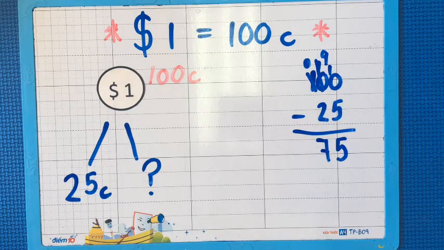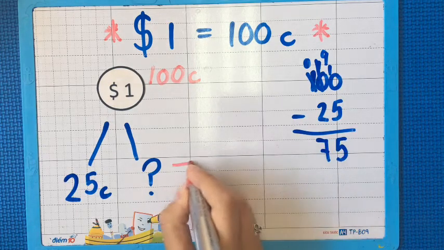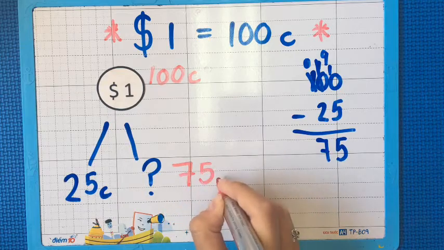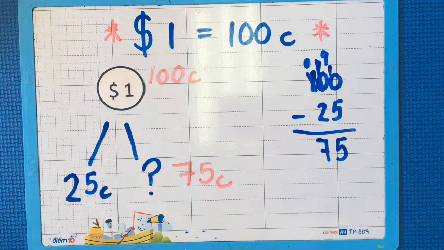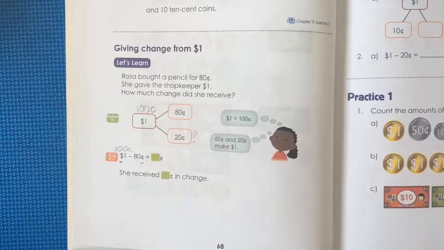How much change should I get? 75 cents. Okay, and don't forget to write cents, because there's a difference between cents and dollars. Let's look at what our textbook has to say about giving change from $1.